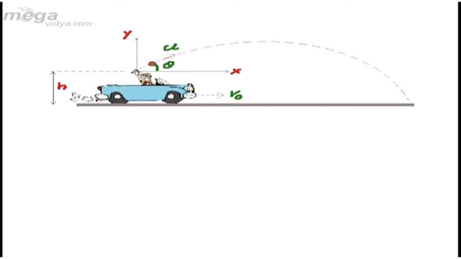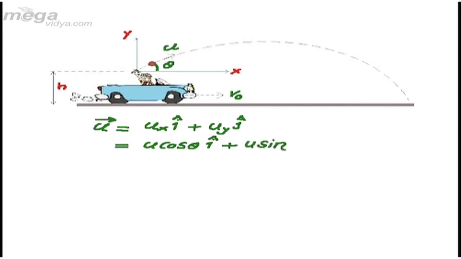Here, what we can observe from this reference frame which we had assumed, just see, the initial velocity vector u can be written as its two components. One is the x component, which is along the positive x direction, and the next is the y component of velocity of projection, which is vertically upward. We can easily see here that ux is u cos theta, so it's u cos theta i cap, plus u sin theta j cap. So, it is the velocity of the projectile with respect to the car.